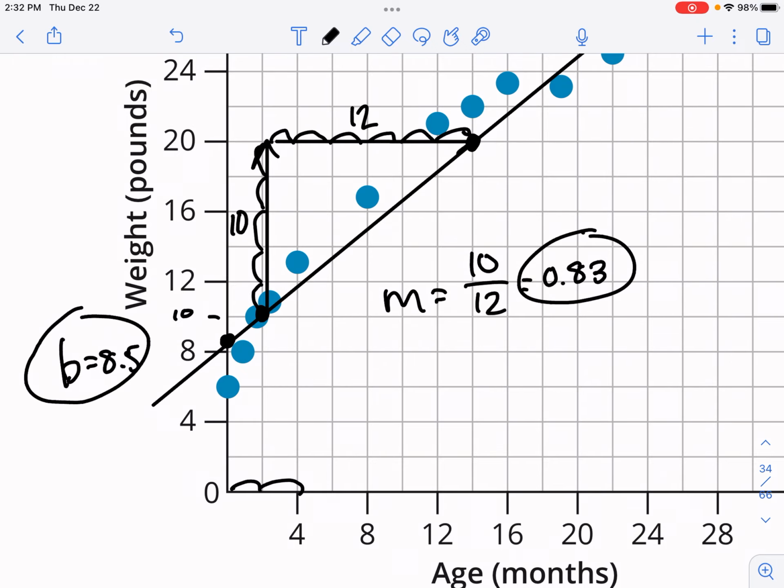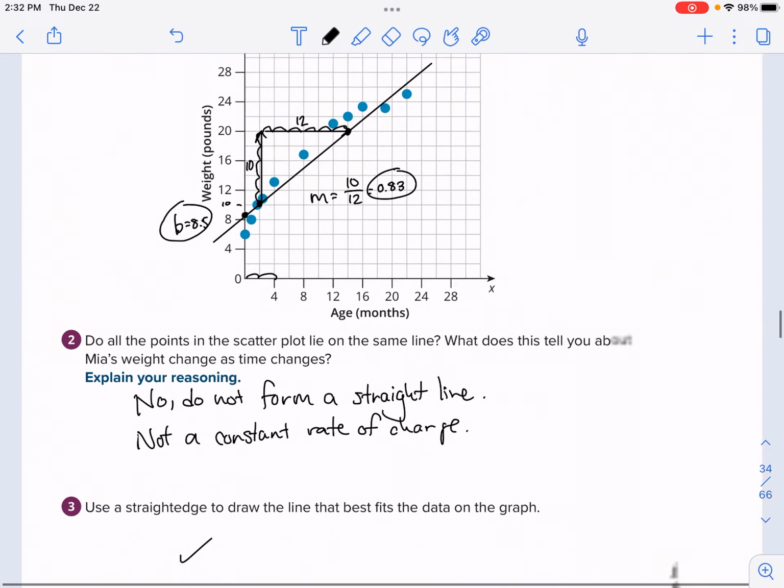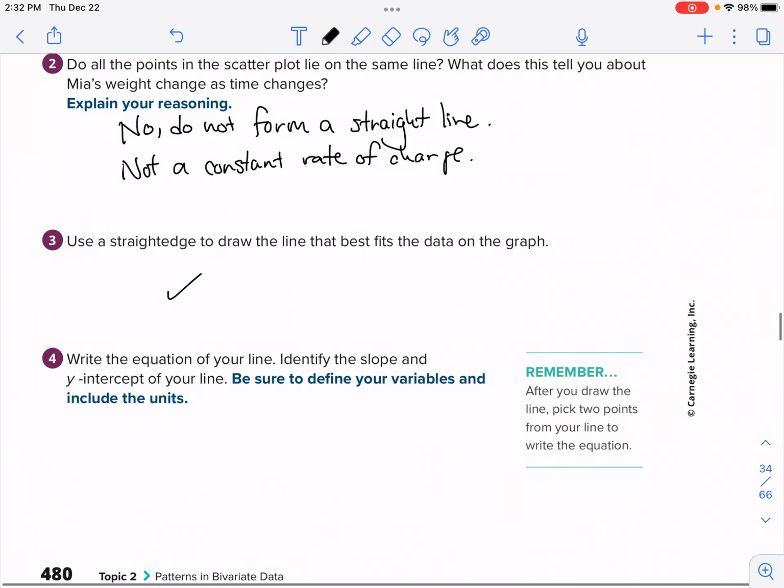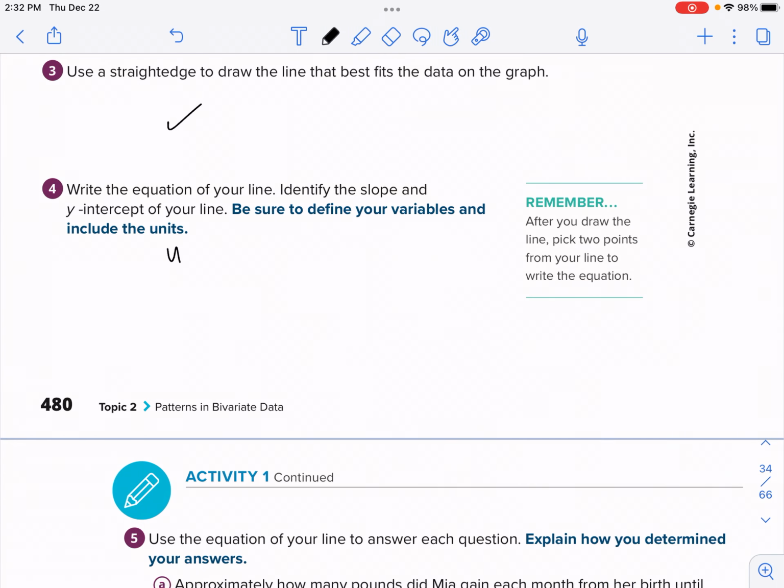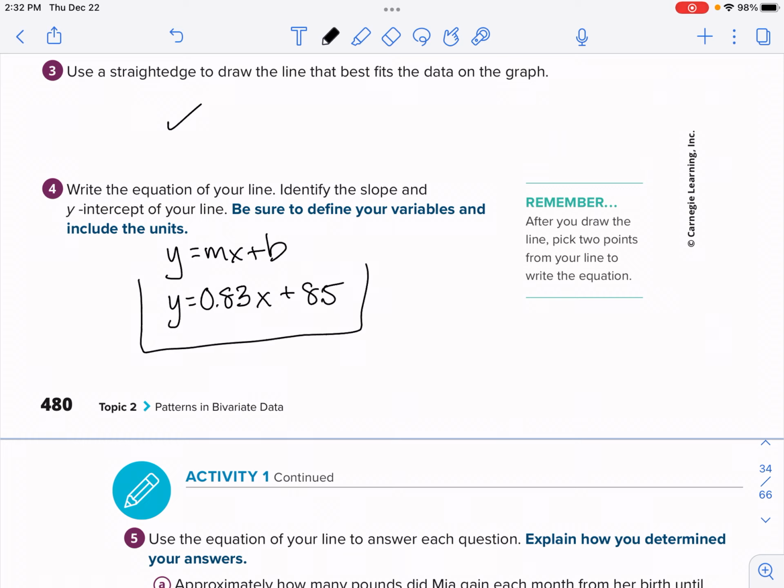This is our y-intercept. Let's write both of those for the equation. Right, so if the equation is y equal to mx plus b, it's y equal to 0.83x plus 8.5. That is our equation. We'll use this equation to make predictions for information that we might not have. Okay. Oh, it does say identify, be sure to use your variables. Okay. All right, we're good.